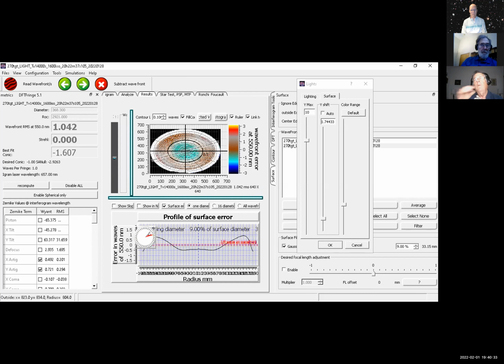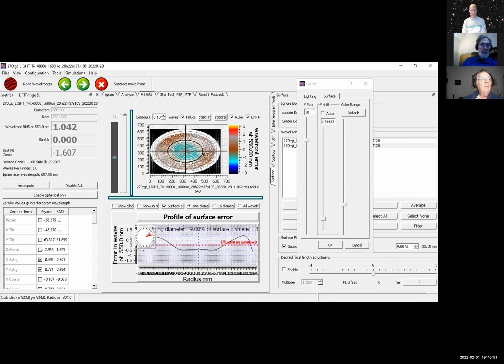Now some of this is due to, if we go over here to the Zernike terms, which is a way of saying that you have a bunch of functions that describe different aspects of the mirror.